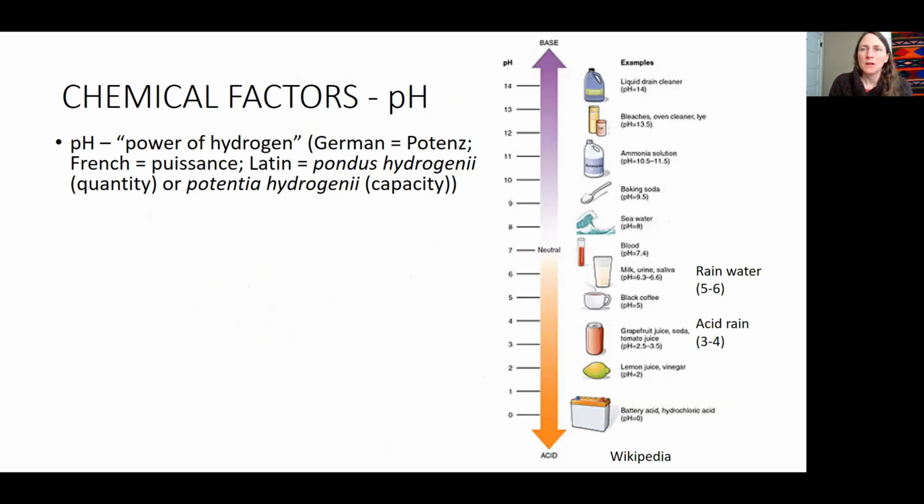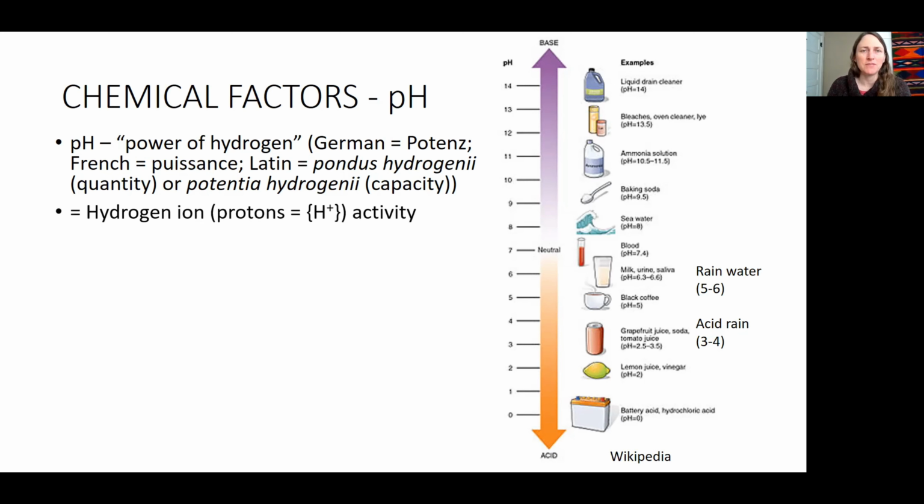All right, so moving on to pH. What does pH stand for? There's a lot of debate out there. Some people call it the power of hydrogen. The Germans use the word potens, which means power. The French use the word puissance, which means power. In Latin, you could either say it's pondus for quantity of hydrogen or potentia for capacity of hydrogen. Anyway, it's about hydrogen, right? Something about the potency or the power of hydrogen.